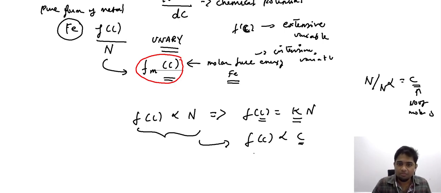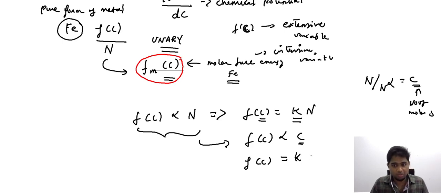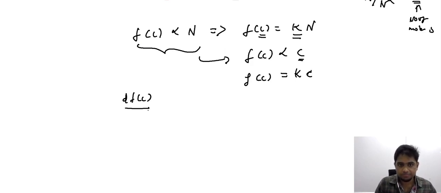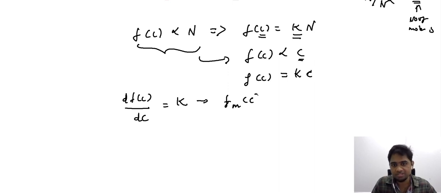Like I said, it is possible for us to get rid of this proportionality sign by introducing a constant of proportionality k. So we have a constant of proportionality here, and the free energy is dictated by the amount of atoms present in the given system. Now when we take the derivative of this, what we end up having is a constant, and this is what we refer to as the molar free energy.